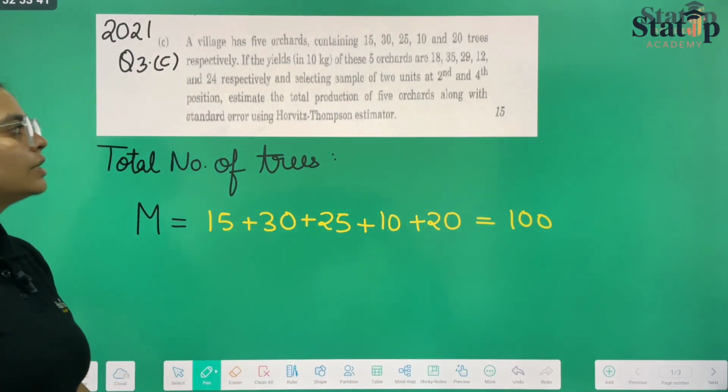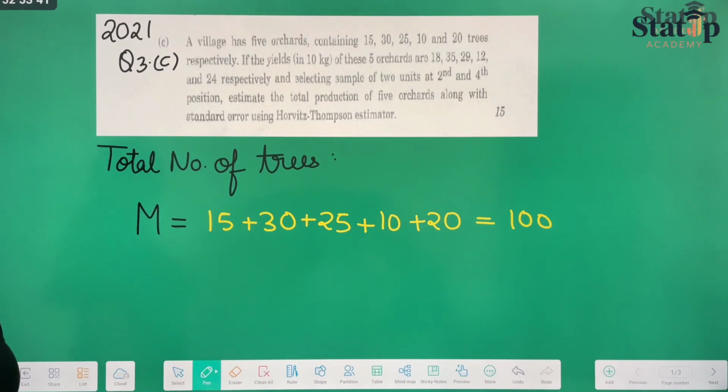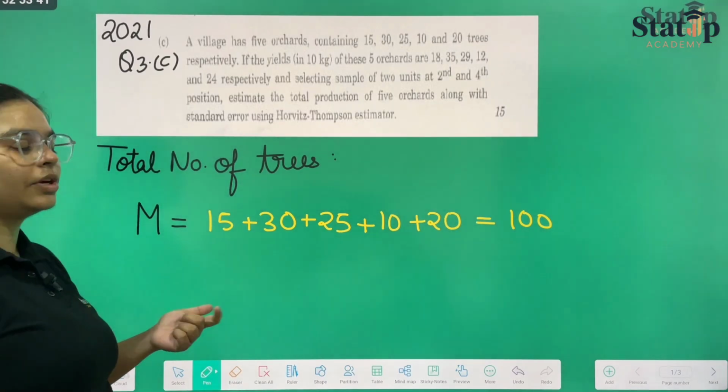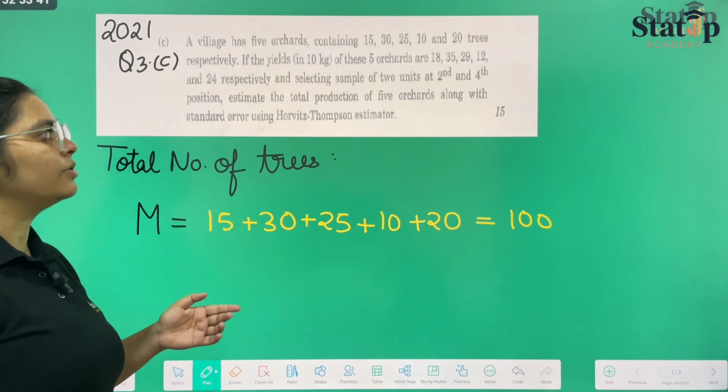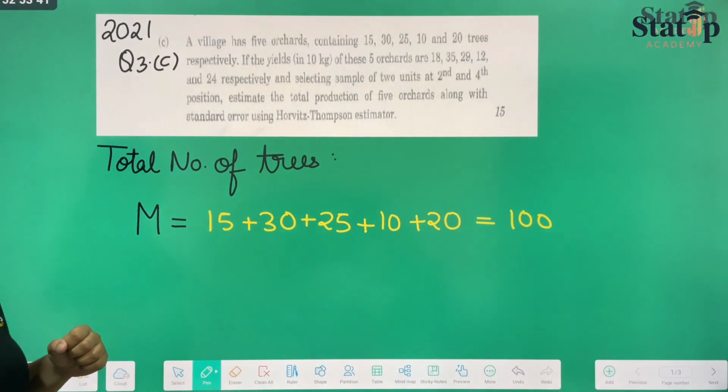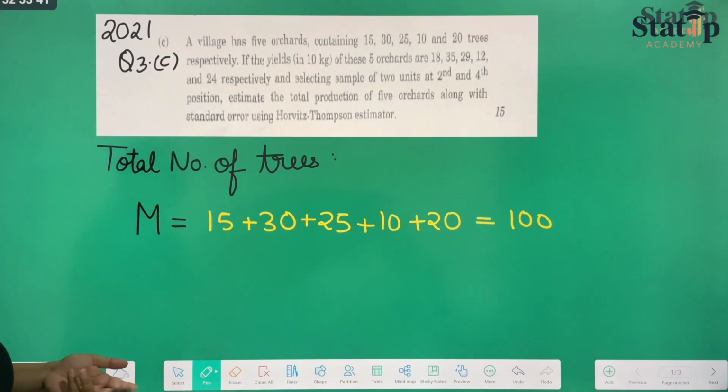Okay. First is this. If the yield is in 10 kgs, it means that when we arrive at the answer, we have to multiply it by 10. Sometimes it is given in 100 kgs or in 1000 kgs. Then respectively we'll be multiplying it with 100 and 1000. The yields of these 5 orchids are 18, 35, 29, 12 and 24 respectively. So yields have been given.